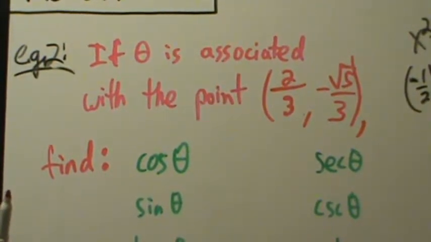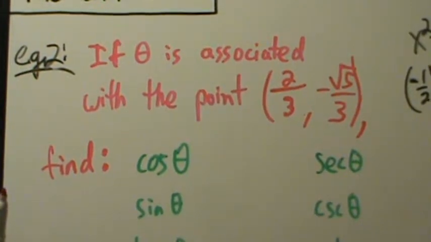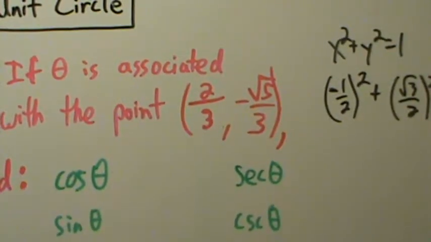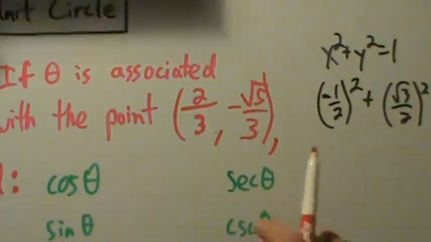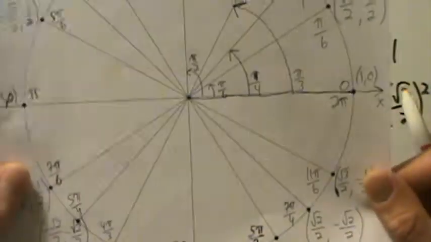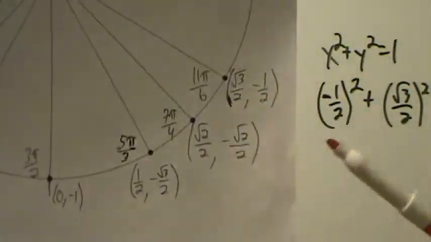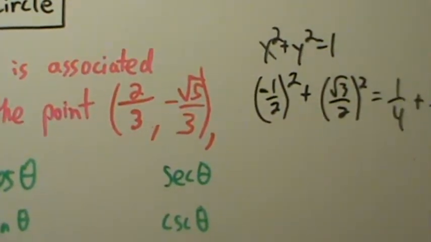So we're going to do it literally exactly the same way. The only thing that's different is the numbers. So the math is going to be identical to what we just did. The first thing we want to do is make sure that this point is on the unit circle. This is not one of the special points, right? 2/3, comma, negative root 5 over 3. That is not one of the special points on the unit circle. Positive x, negative y, that would be somewhere down here, but that's not one of the special points, right? So we have to make sure it's on the unit circle, for sure this time.